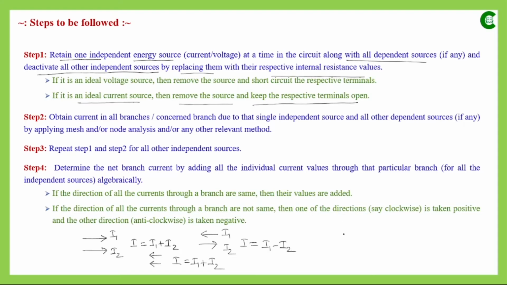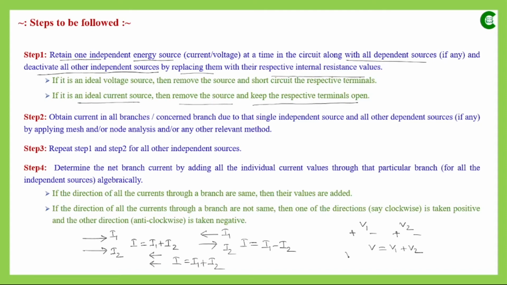In case of voltage values also, if we see that the polarity of all the voltage values that we have found across any branch are the same, then we will simply add them. Otherwise, if the polarities are different, suppose the polarity of one voltage value is like this: here it is positive, here it is negative. And if for the other voltage value this is again the positive terminal and this is the negative terminal, then net voltage V will be simply V1 plus V2.